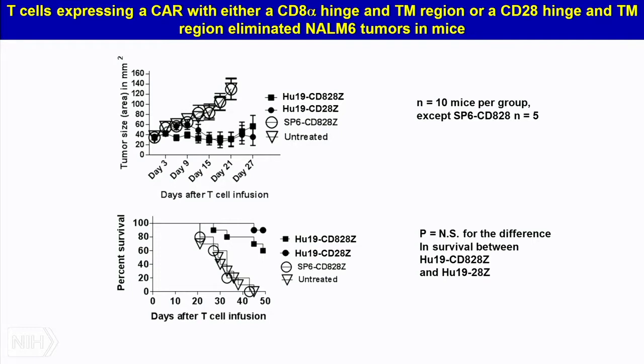That's the one that makes the high levels of cytokine. But the difference is very small. And the Hu19 CD828Z can definitely have an anti-tumor effect in mice. So because the Hu19 CD828Z has a much lower cytokine production, and because it can eliminate tumors in mice, although not maybe quite as well as the CD28Z, we decided to do a clinical trial and test Hu19 CD828Z in humans and see what it did as far as toxicity and efficacy.